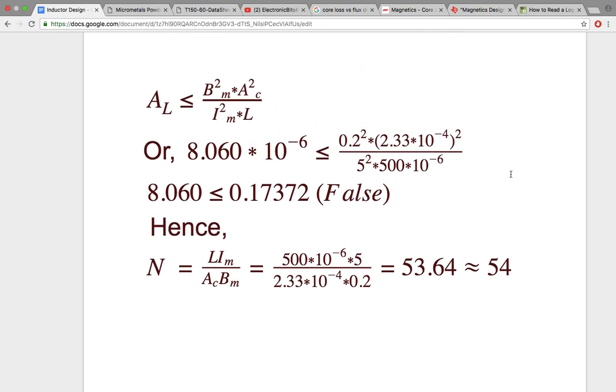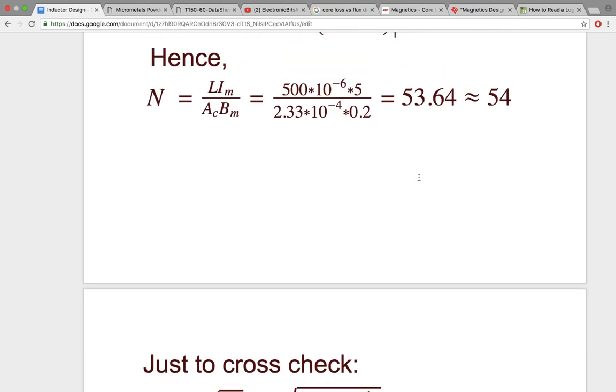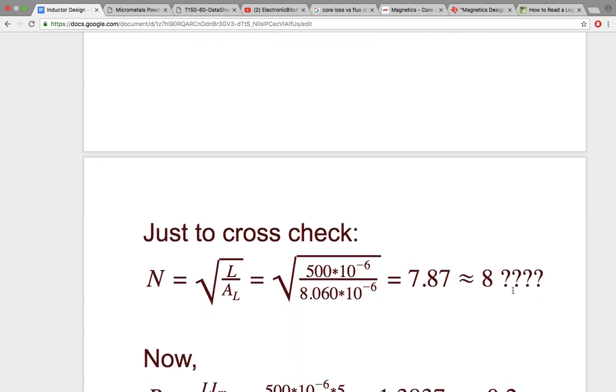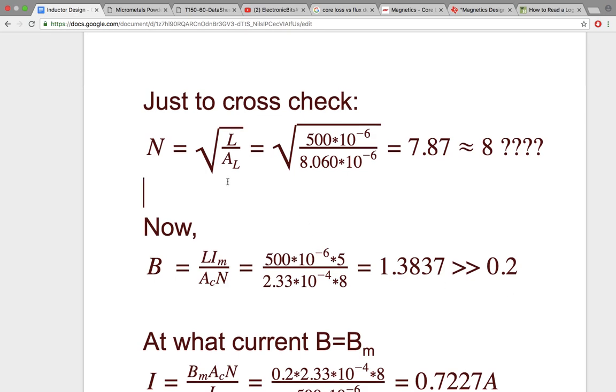Let us see what happens if we use this AL formula, just to cross check. Now, if we use this formula, we have this inductance and AL value. You will see that there is a very big difference between the number of turns computed from here. This is giving 54, and you can see this is 8. They are very far away from each other. So if you do winding of 8 turns without providing any air gap, you will for sure be getting the inductance of 500 microhenry.